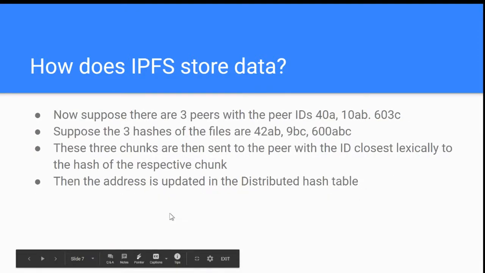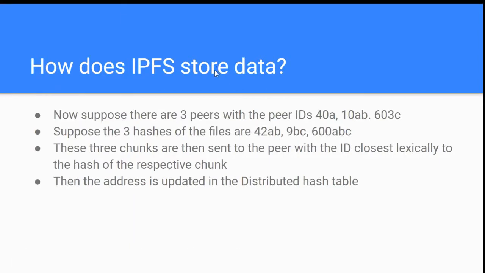So that hash will now basically be compared to the peer IDs, and the hash that is closest to the peer ID of, suppose you remember that we had 48, 10B, and 603C. It will compare the hash of the chunks to the ID of the peers, and then it'll basically match. And if they are lexically close, by that I mean 42AB is kind of close to 40A, but not as close to 10AB. So this will go over here.